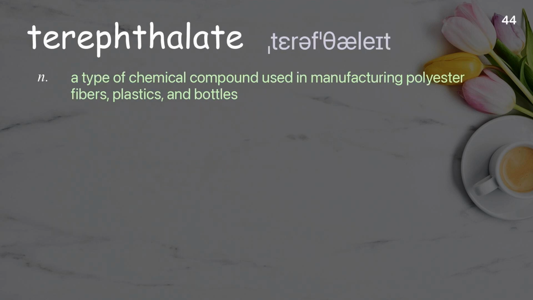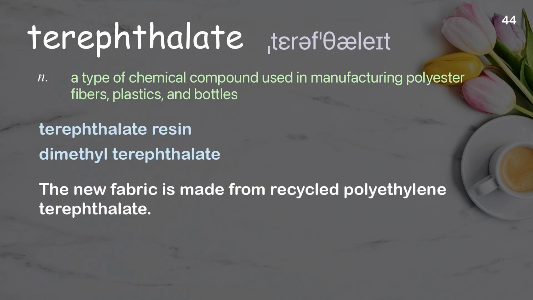Terephthalate. A type of chemical compound used in manufacturing polyester fibers, plastics, and bottles. Examples: Terephthalate resin, dimethyl terephthalate. The new fabric is made from recycled polyethylene terephthalate.